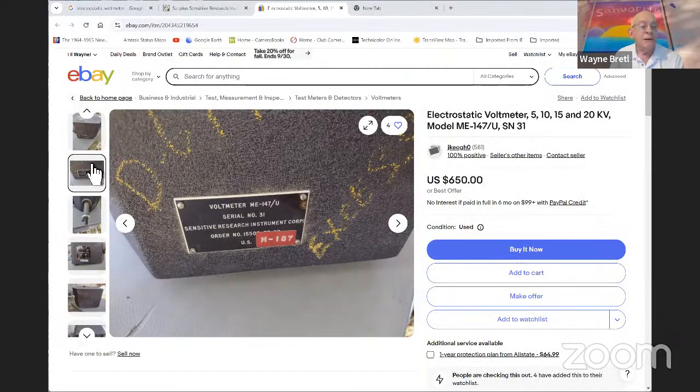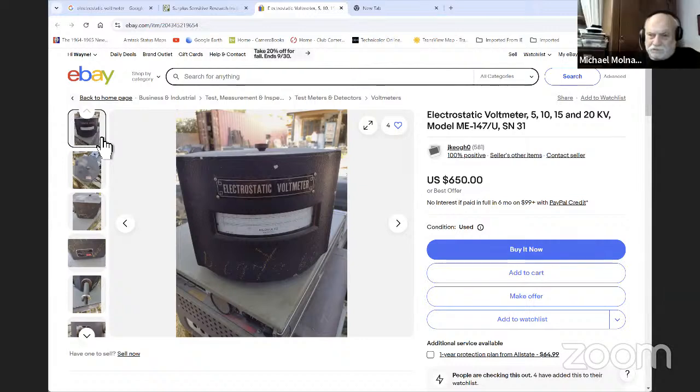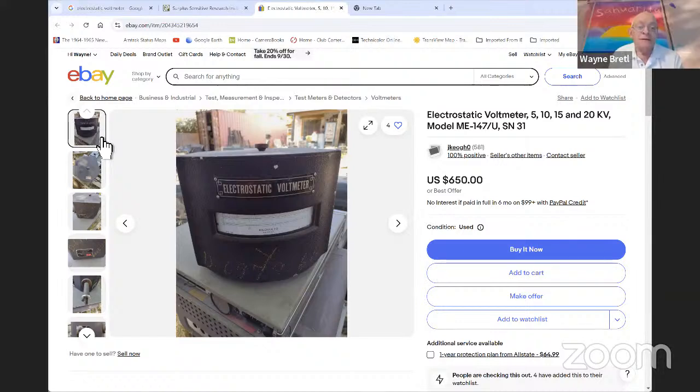There's the label. Here's what the whole thing looks like. Is that sharing properly? Yeah, it looks good. Okay.